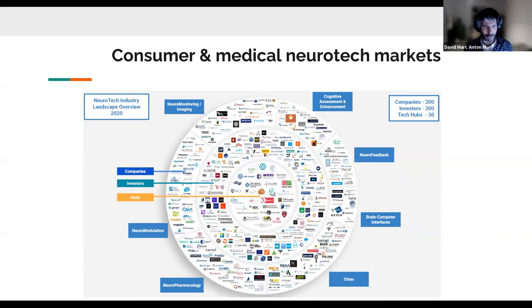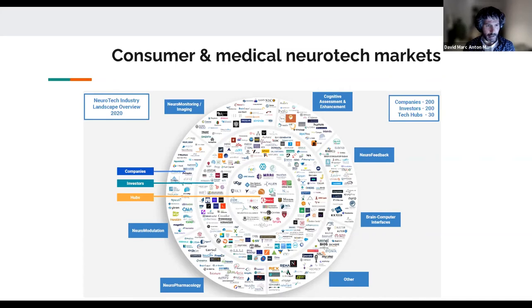Maybe just to give a broad perspective on the landscape of companies that are around, more than 200, it's a big market, more than $10 billion is the estimated market size at the moment for neurotech, with an annual growth of 10 to 15%. And that includes consumer and medical neurotech products as well. So particular technology like neurofeedback training, which I've been working with, brain computer interfaces, but also brain stimulation devices, for instance.